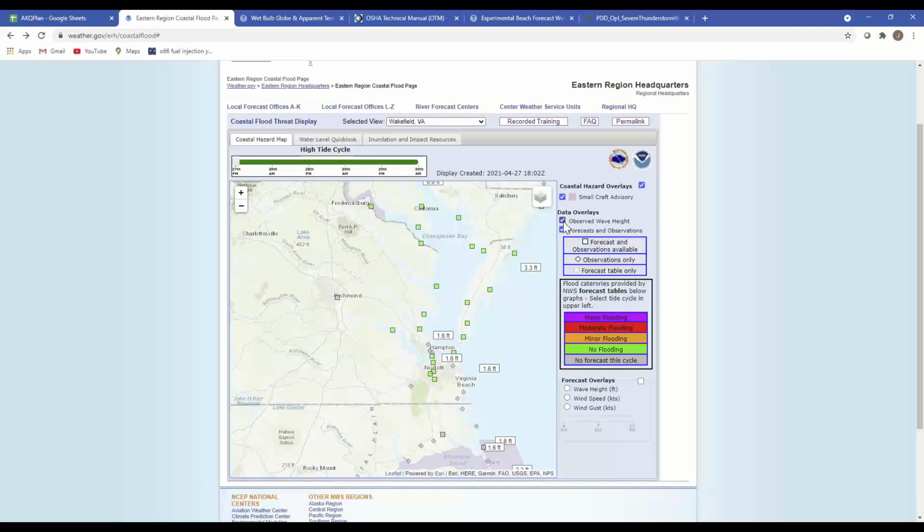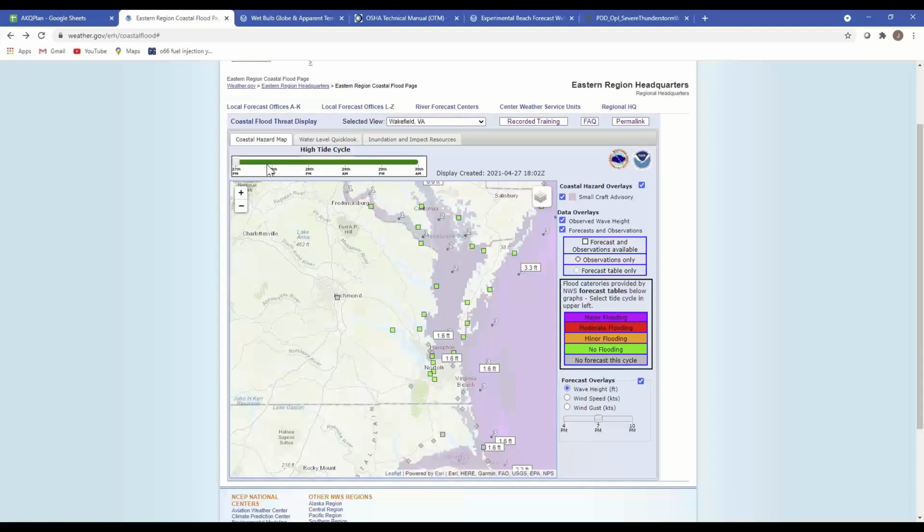You can look at the observed wave heights. So if you want to see what the wave heights are out there right now based on the buoys, you have these little toggle overlays that you can turn on and off. Even if you want to look at the forecast wave heights, what are we forecasting wave height wise, and you can start to move this out into the future in time if you want to.